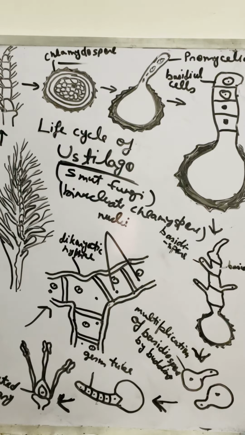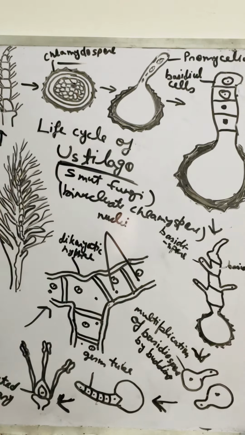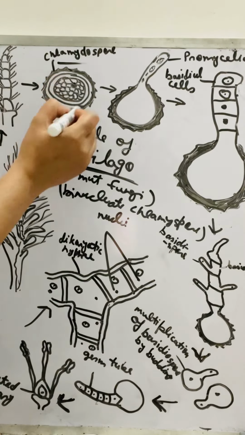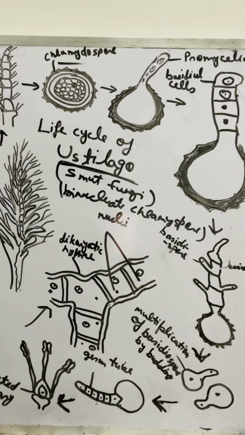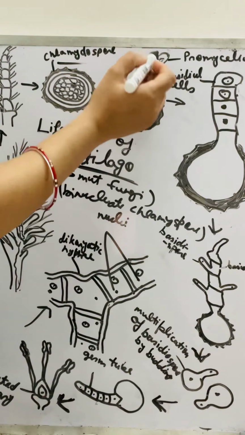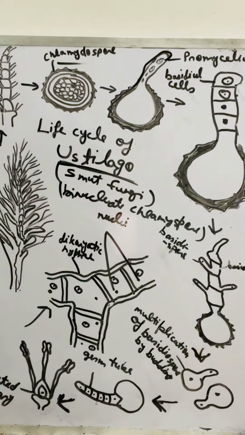Before germination, the binucleate chlamydospore fuses to form a diploid nucleus. During germination, the spore absorbs water and swells. After swelling, the exine layer bursts, and the intine layer forms a germ tube.